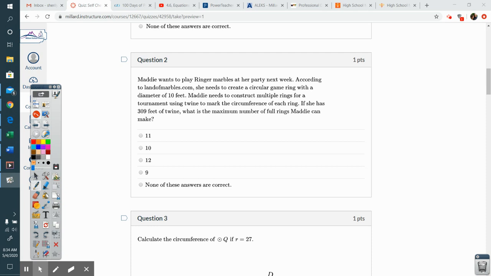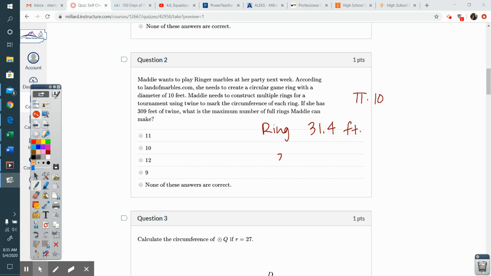So that formula for the diameter is 10 feet, so it's pi times the diameter, which is 10 feet. So if you multiply that out, because instead of leaving it in pi, we're going to just use 3.14 as pi times 10, and that equals 31.4 feet. So each ring will use 31.4 feet because we figured out the diameter.